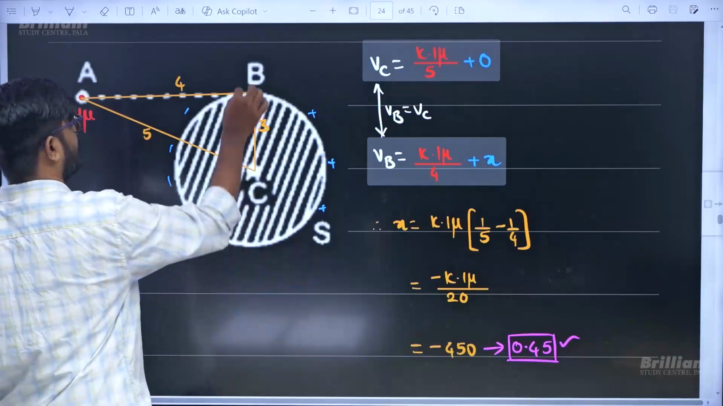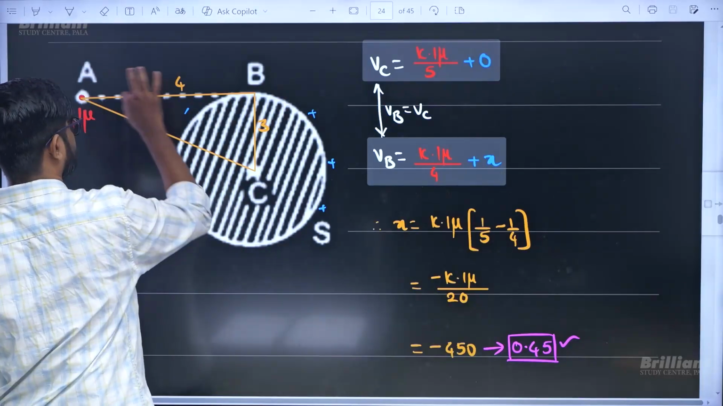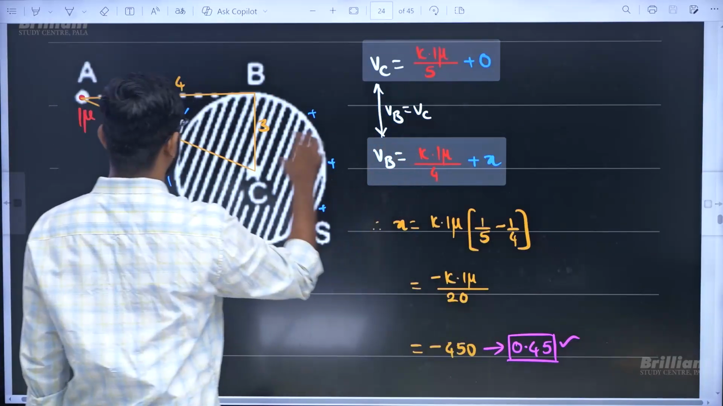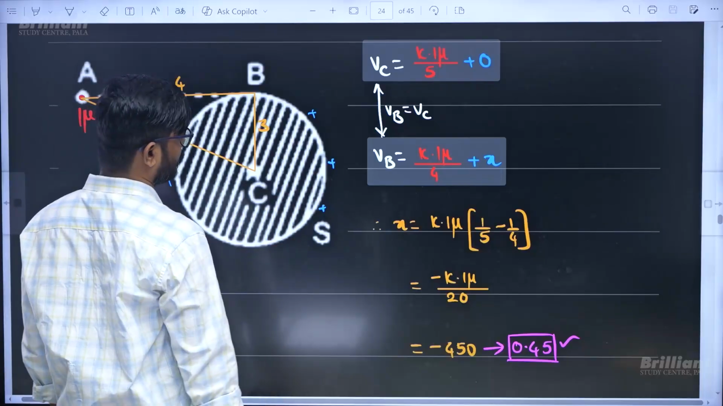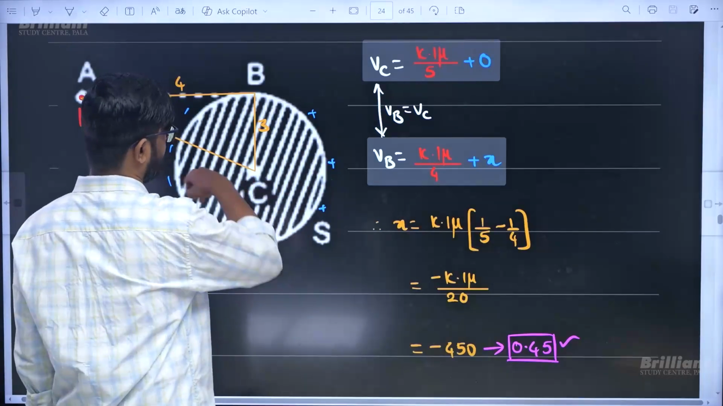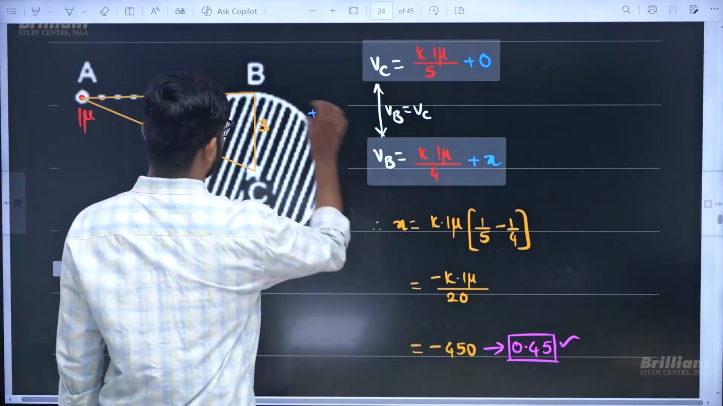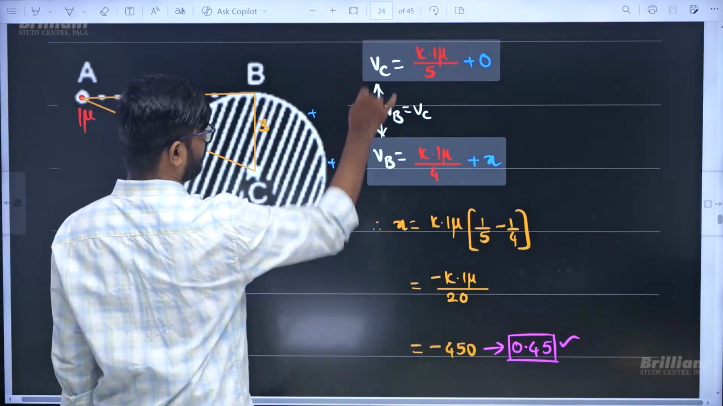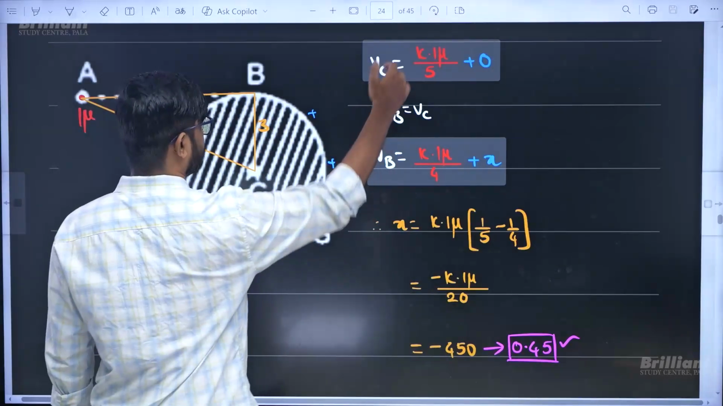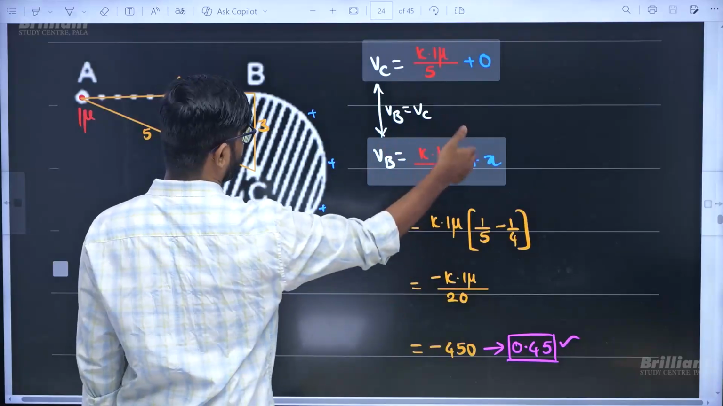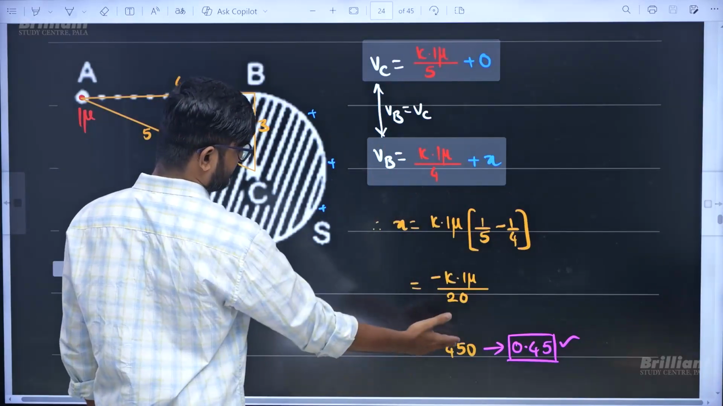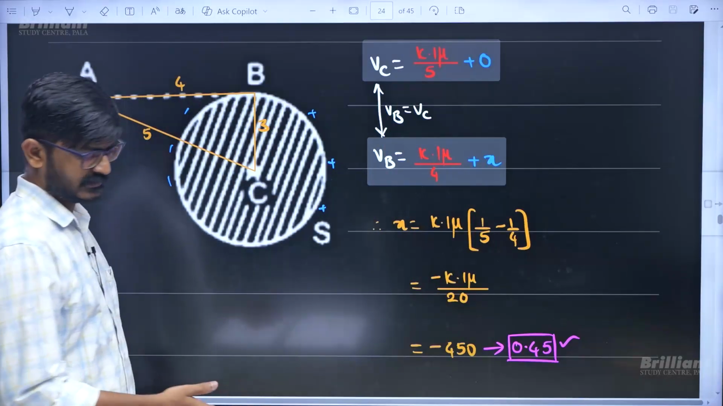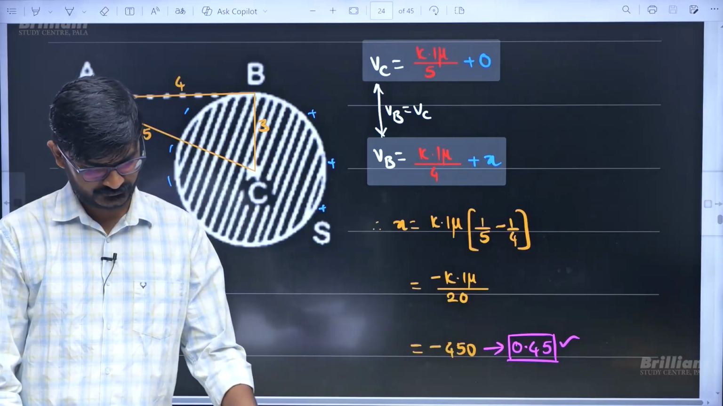And if you want to calculate at B, potential because of this charge is k into 1 micro by 4. Due to induced charges, you don't know what it is, so I am calling it x. So potential at B is this much, but we know it is a conducting material, so potential should be the same in electrostatics. So these two should be the same. From there you can get the value of x, which is minus 450. They were converting it into kilo.